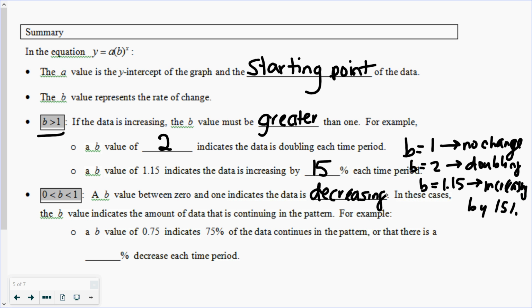In these cases, the b value indicates the amount of data that is continuing in the pattern. So how much remains is the big thing here, how much remains from one time to the next time. For example, a b value of 0.75 indicates that 75% of the data continues in the pattern, or that there is a 25% decrease each time period. So again, these numbers will add up to 1. So a b value less than 1 is decreasing.